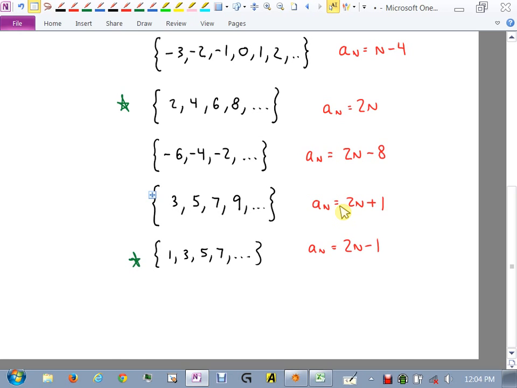Trying to get 1. Yes, you could start, but remember we said we wanted n to start with 1. If I started today and say let n be anything, then we could have all sorts of different formulas over here, right? So we wanted to start with like a base point.